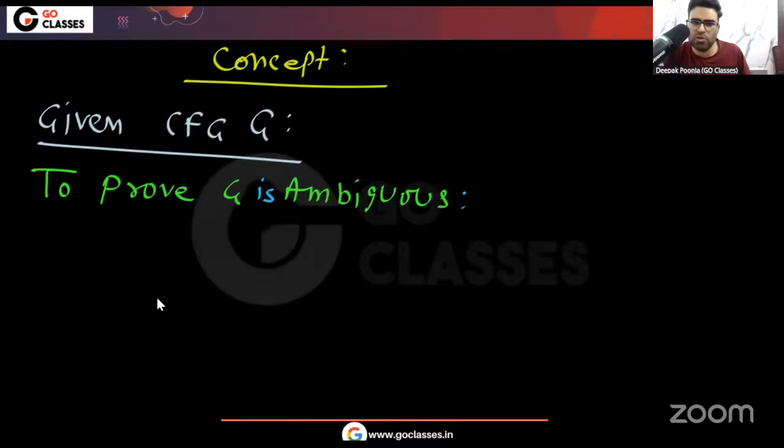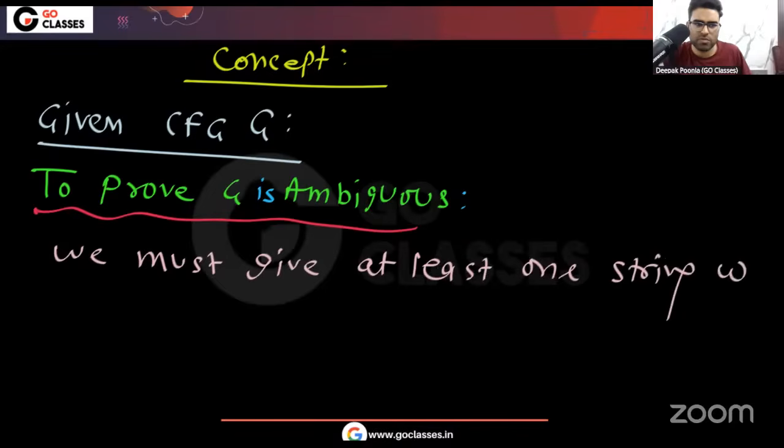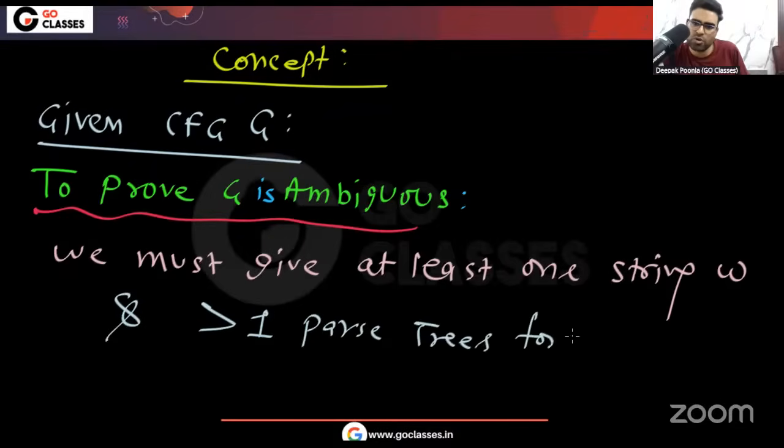To prove G is ambiguous, what do you need to do? You need to give at least one string and more than one rightmost derivation. Yes or no? Remember, to prove this G is ambiguous, we must find at least one string W and more than one parse tree for W. Yes or no? More than one parse tree for W.